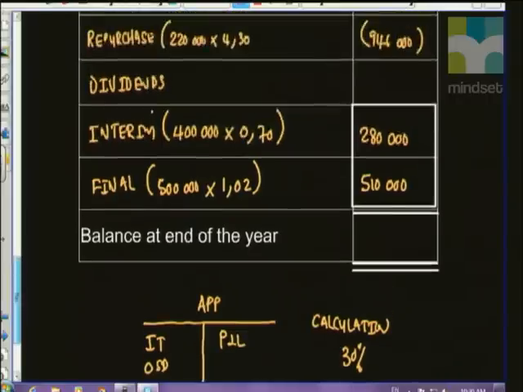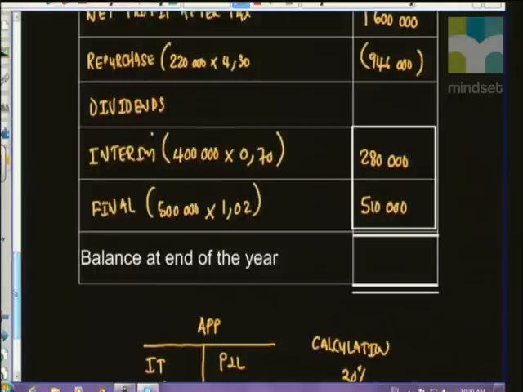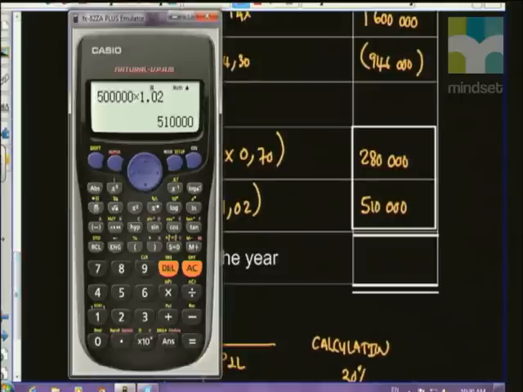Okay, let's complete this note here. Let's add the two dividends together. It's the 510,000 plus the 280,000 to give me a total of 790,000. So 790,000 is my total dividend for the year.